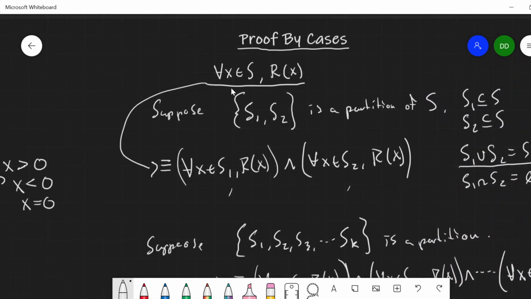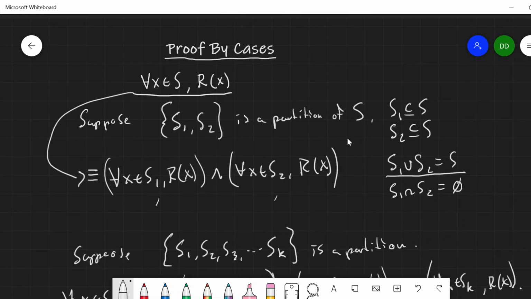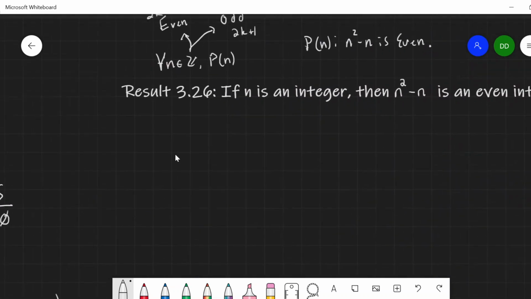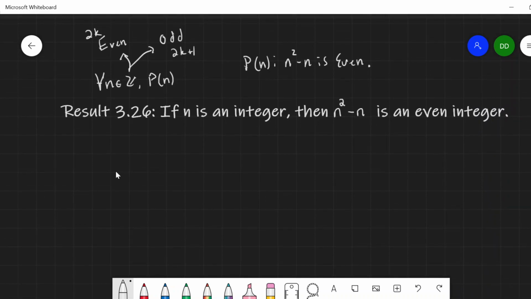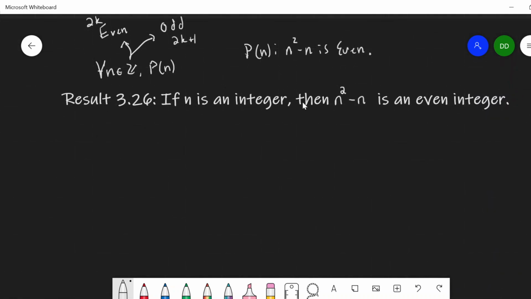So we might encounter this later on. But for now, our main partition is going to be the evens and odds of the integers. And we'll turn our attention back to proving this statement. If n is an integer, then n squared minus n is an even integer. Okay, so this is our proof technique. Proof. And what we'll do here is specify the cases. So I'll say case 1. Suppose n is even.